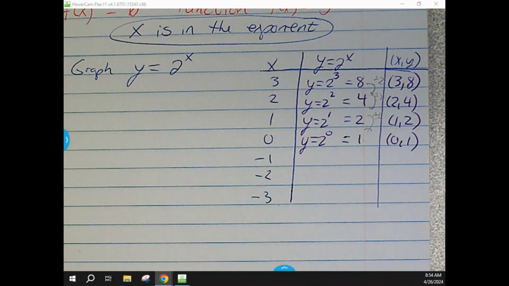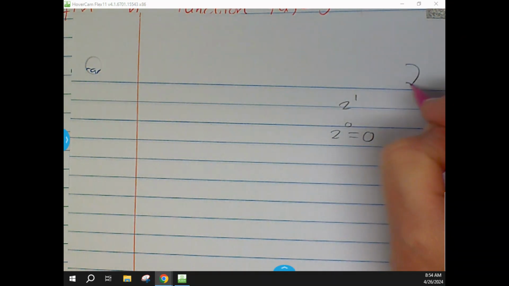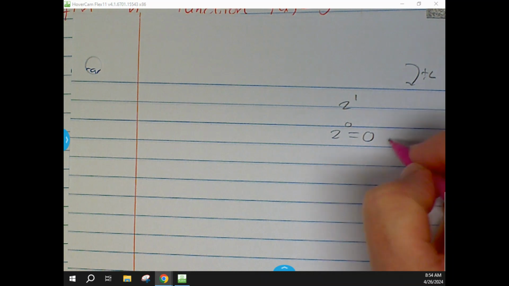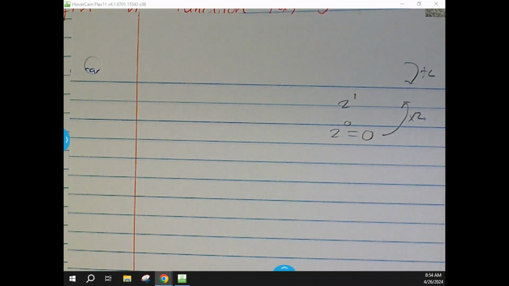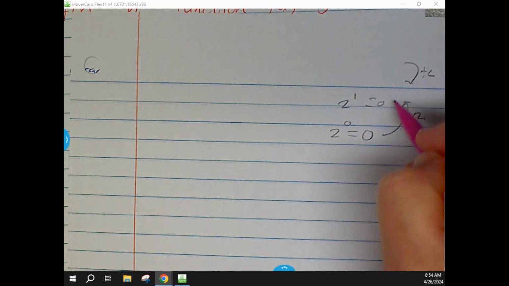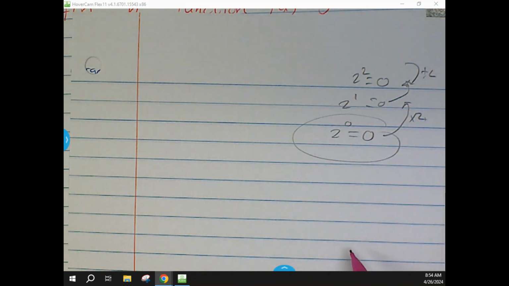Well, how come it wouldn't be 0? So if it was 0, which is a good question, let's just pretend for a minute 2 to the 0 was 0. All right. So if you're okay that if we came down a power, we divided by 2, if we move up a power, we need to multiply by 2, right? So what's 0 times 2? 0. And if you do another power, 2 squared is then 0. So it couldn't be 0, because then everything would be 0.